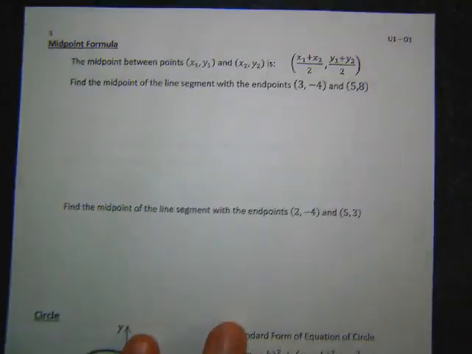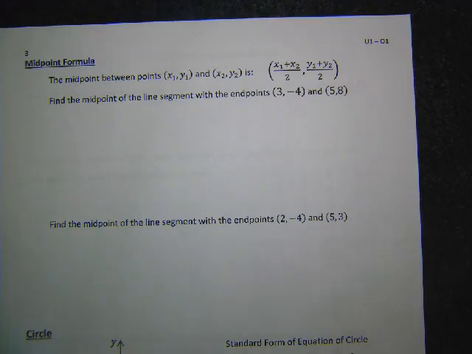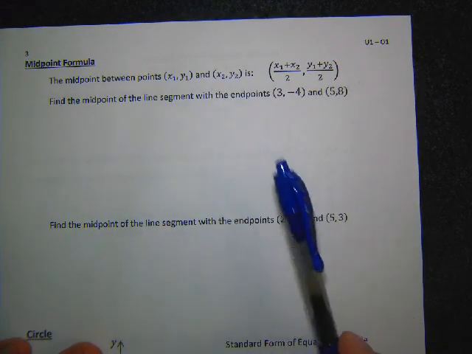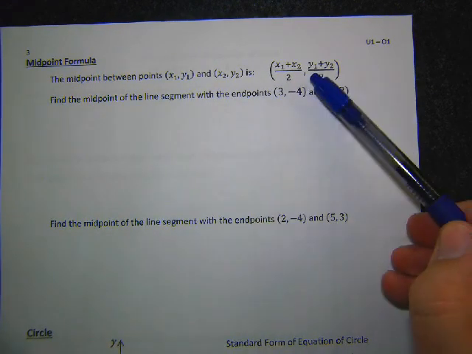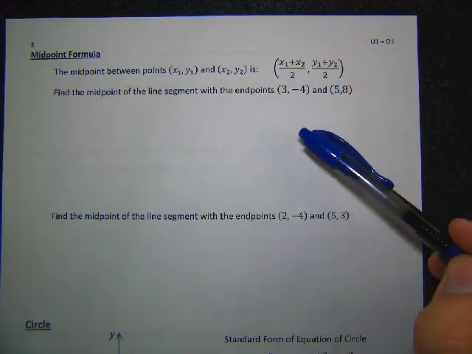Okay, so now we did distance. Now we're going to talk about midpoint. So midpoint is the point halfway between 2 points. So I have point x1, y1, and x2, y2. We can find the point halfway between using this fancy formula. Now, I'll just warn you right now, this formula, I never really use it.